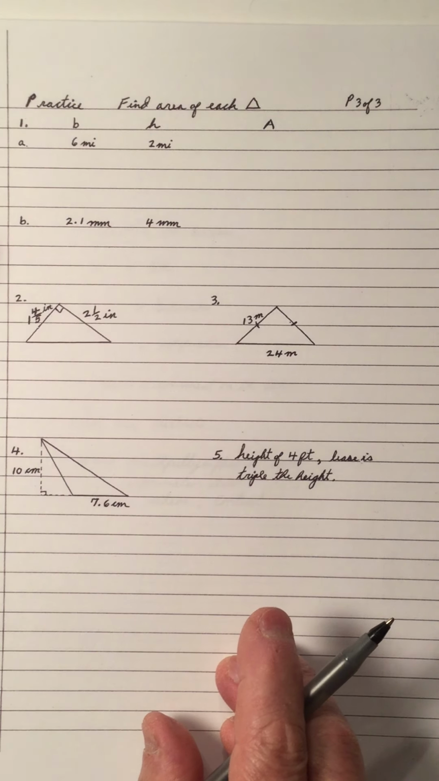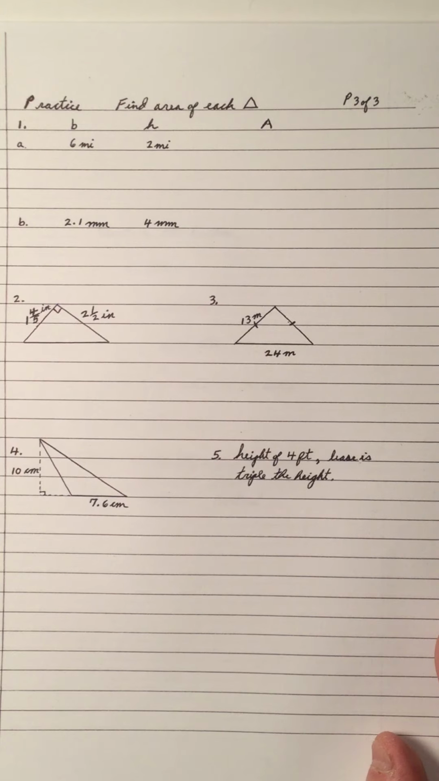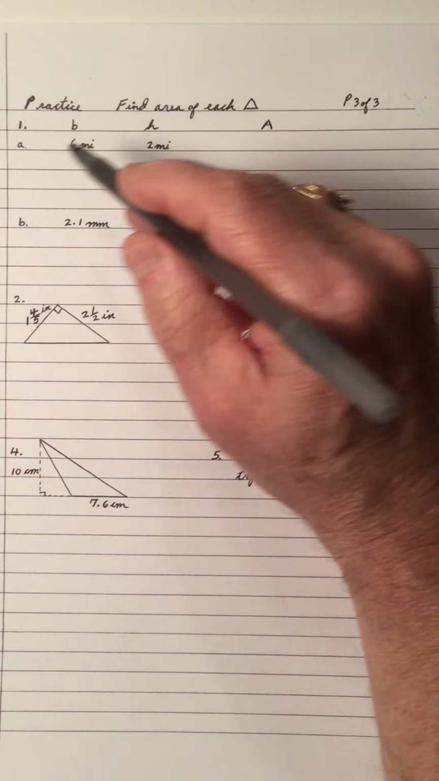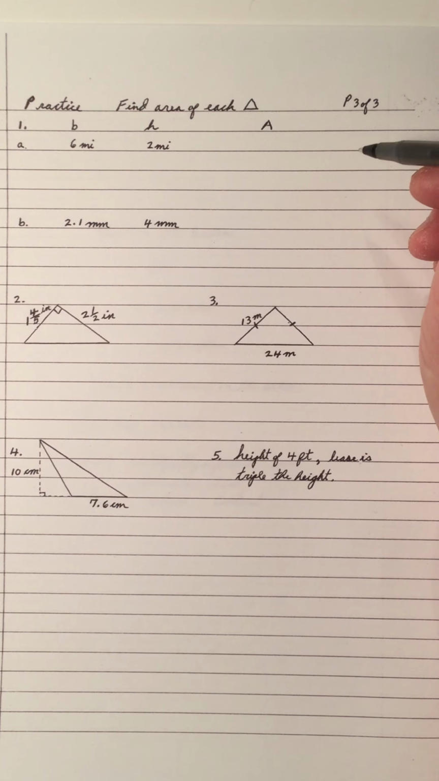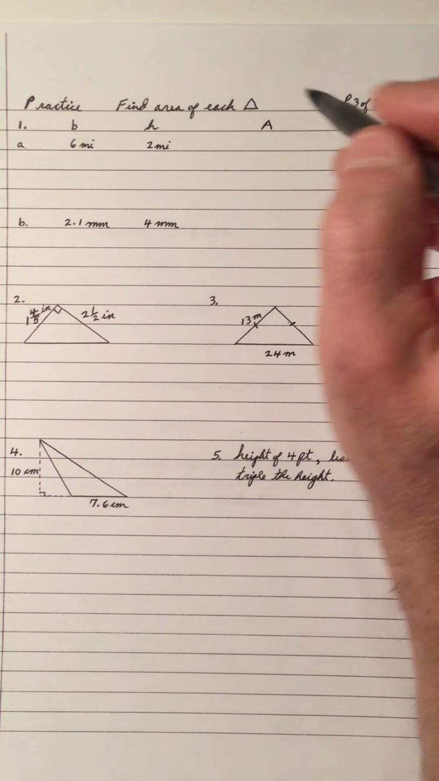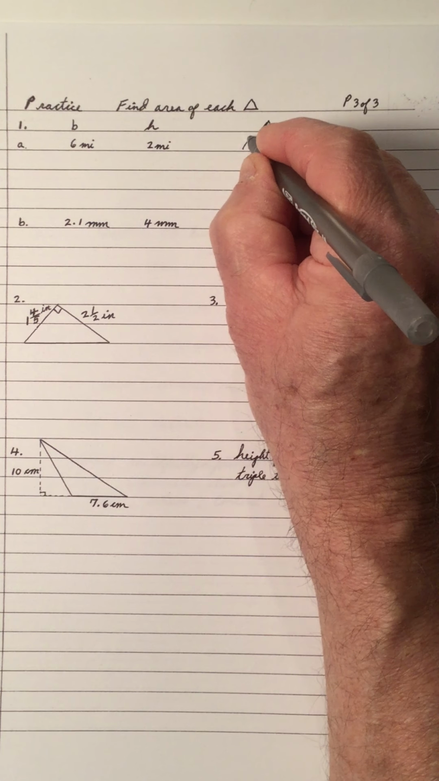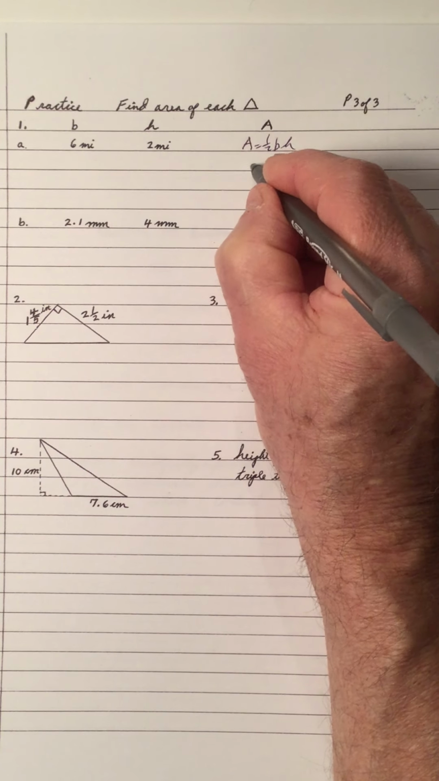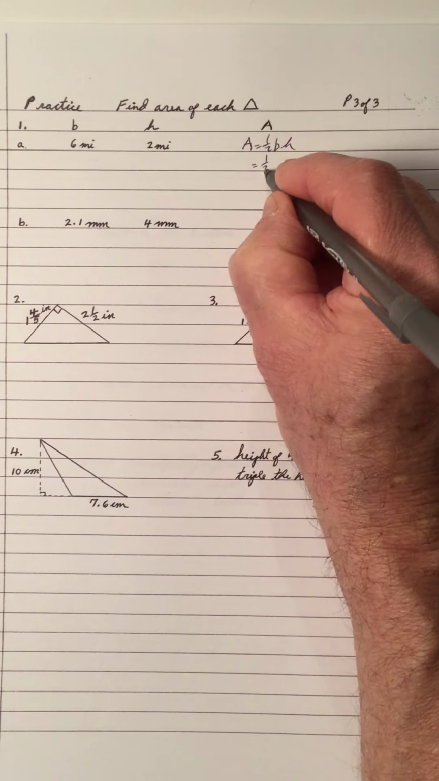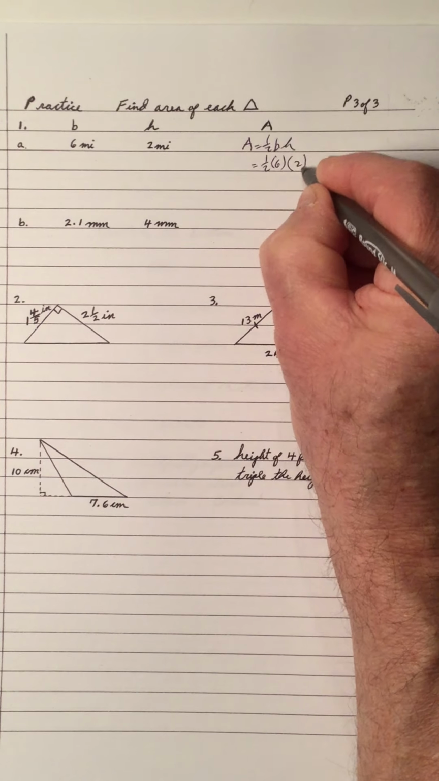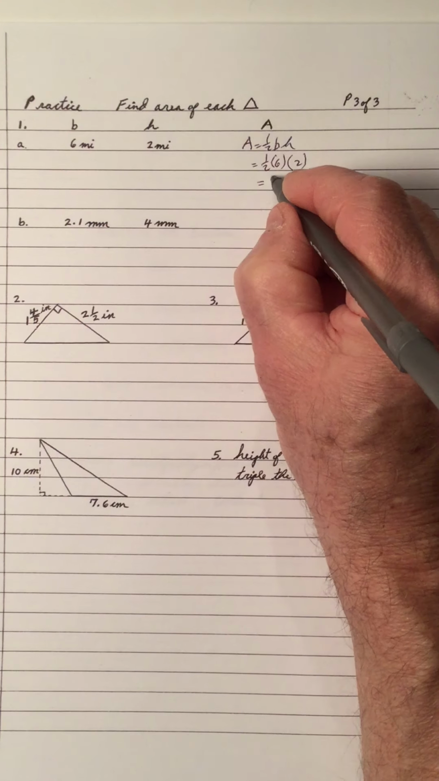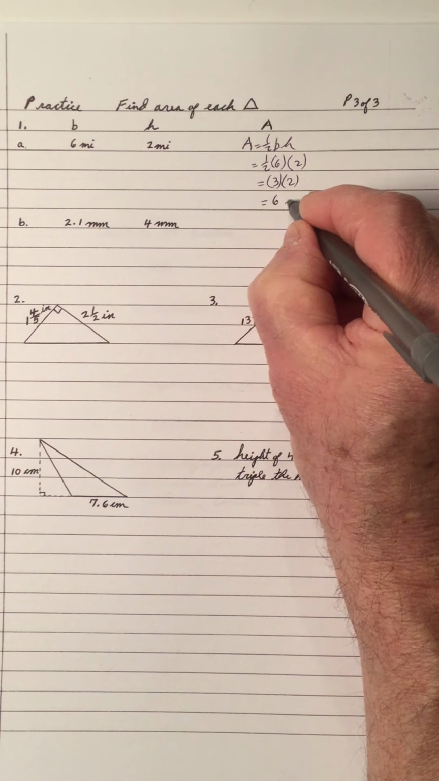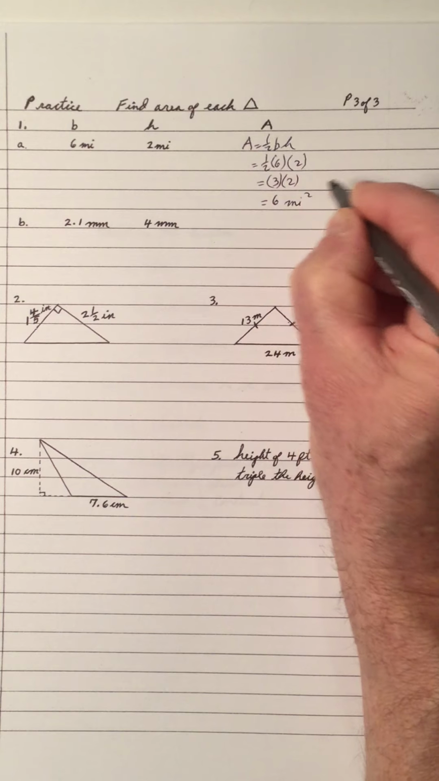And we have a page here that says practice. And practice means pause the video and work out the answers. You can do one question at a time to see if you're right. And here we go. The formula for the area of a triangle is half the base times the height. And the base is 6. The height is 2. And half of 6 is 3. 3 times 2 is 6. And it's miles because it's area squared.